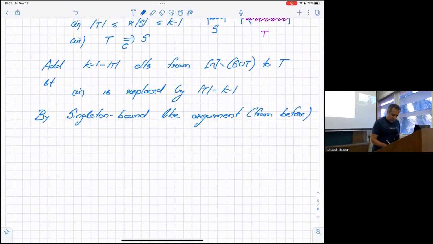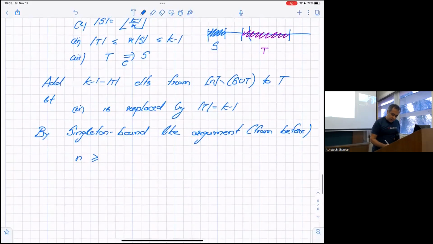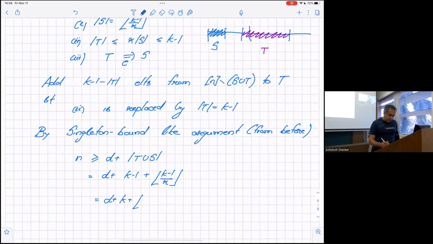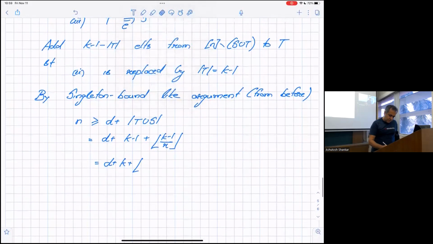You're going to get that n is greater than or equal to, what was that? What was that we had? N is greater than or equal to B plus T union. What was that? B plus k minus 1 plus k minus 1. This doesn't look like what we had, but we just observe that this is D plus K plus, you just observe this.